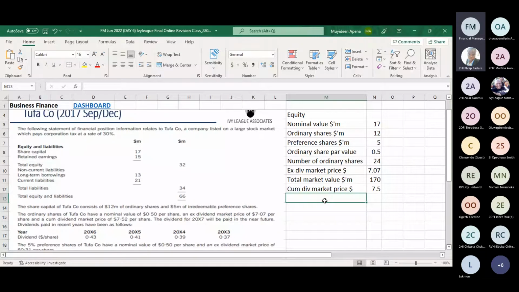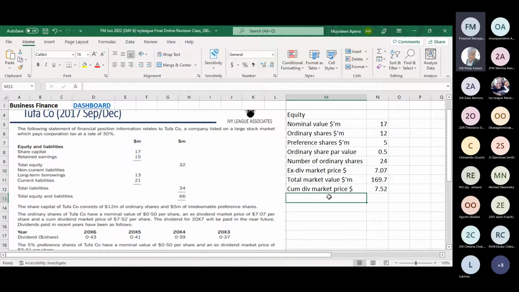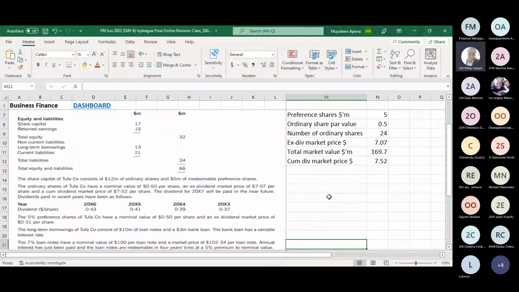7.52. So do we need it? No. Let's note it. Let's see whether we need it or not. Let's move on. The dividend for 20X7 will be paid in the near future. Dividends paid in recent years have been as follows, from 20X3 to 20X6.